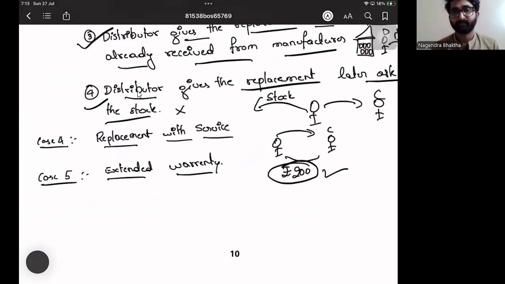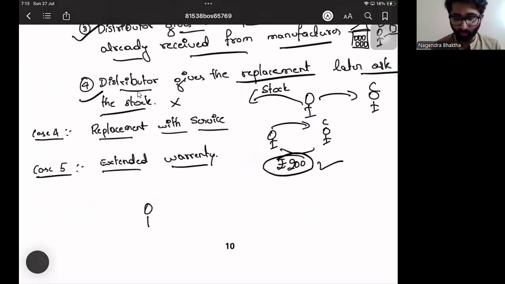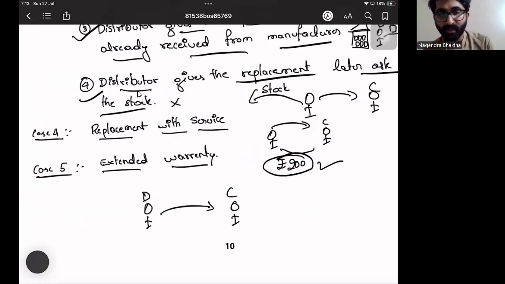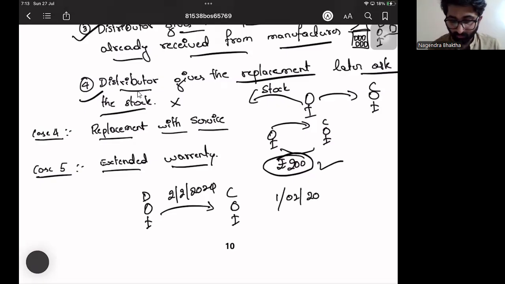What about extended warranty? For example, there was a distributor who gave goods to the customer. There was a warranty for 1 year. Example, he gave the goods on 2nd February 2024. Within 1 year, the original warranty will lapse.